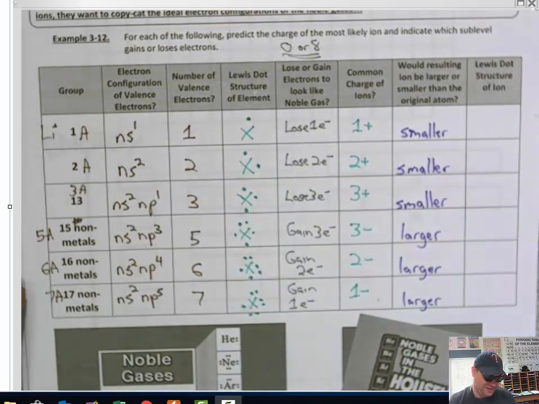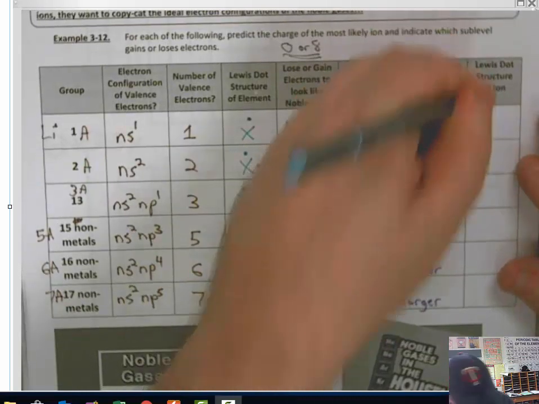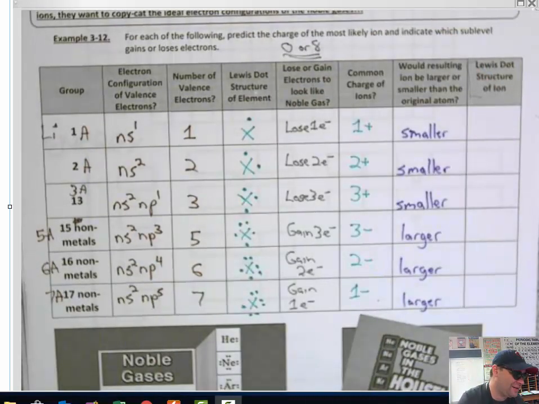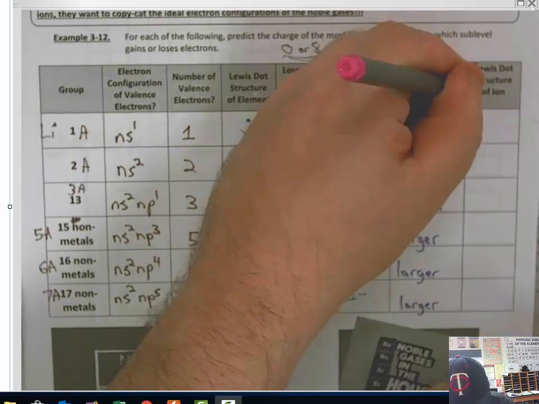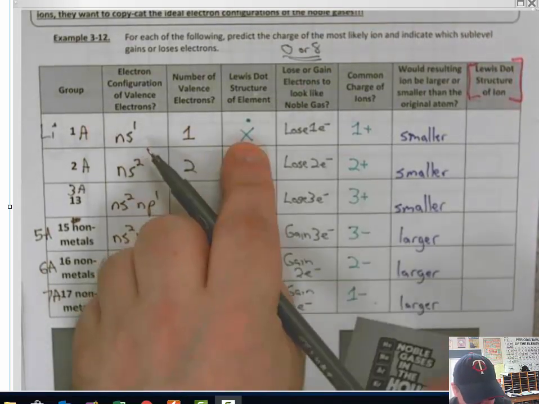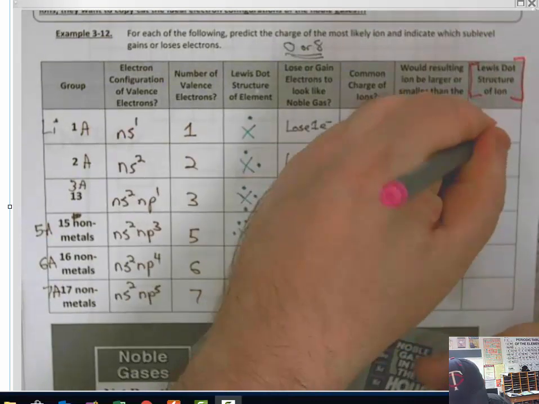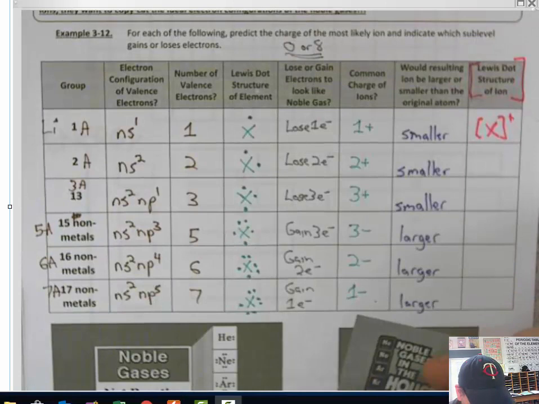Okay, structure of the ion here. Ready? Okay, so when we do ions, oh, you can't even see that, Mr. Harridan. They're going to have brackets when I do ions. Ions have brackets. Okay, so if we started with 1 and we lose 1, our ion is going to have 0 valence electrons. But you still have to put the plus so I know it's an ion.